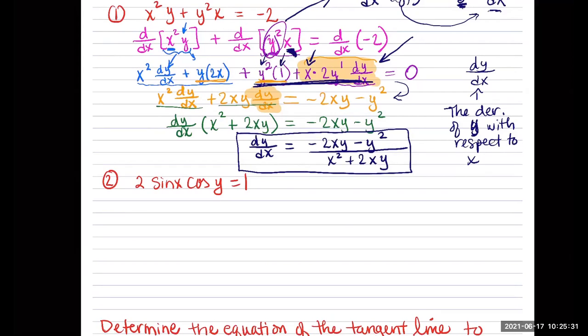One option might be to isolate y using an inverse trig function, and then you could take the derivative from there. But most of you probably wouldn't want to do that anyway. It's easier just to use implicit differentiation. So as soon as I see the x's and y's mixed together, I'm going to take the derivative of both sides with respect to x. That's our basic strategy.